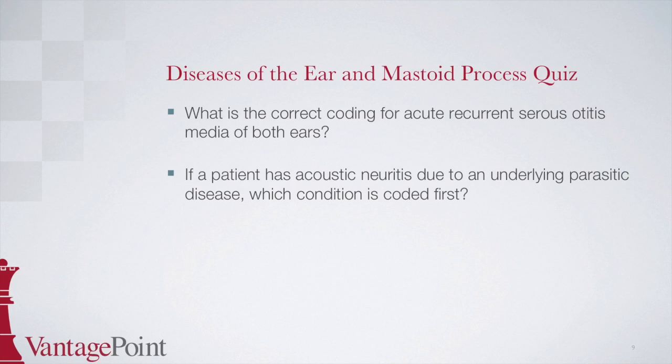The answer to our first question is H65.06, acute serous otitis media, recurrent, bilateral. You would start by looking up otitis in the alphabetic index and then locate serous indented below. Next to serous is a note which states see otitis media non-suppurative.